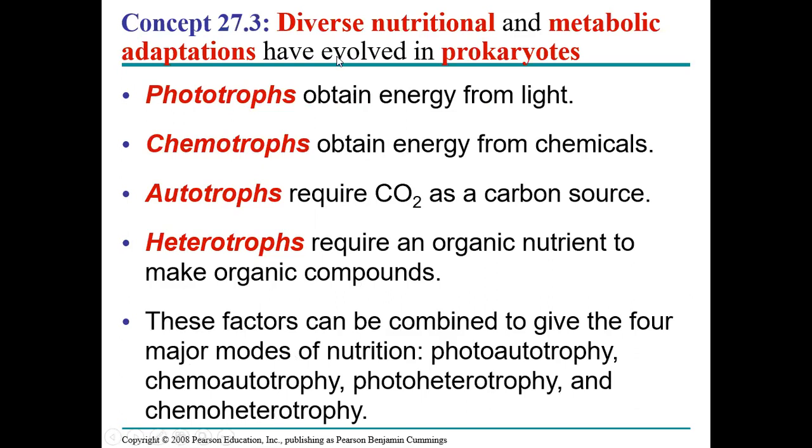Then diverse nutritional and metabolic adaptations are involved in prokaryotes. Phototrophs obtain energy from light and can synthesize their own food. Chemotrophs obtain energy from chemicals. Autotrophs require carbon dioxide as their carbon source. Heterotrophs require organic nutrients to make organic compounds. These factors can be combined to give the four major modes of nutrition: photoautotrophy, chemoautotrophy, photoheterotrophy, and chemoheterotrophy. Heterotrophic organisms depend upon phototrophic organisms. That is clear.